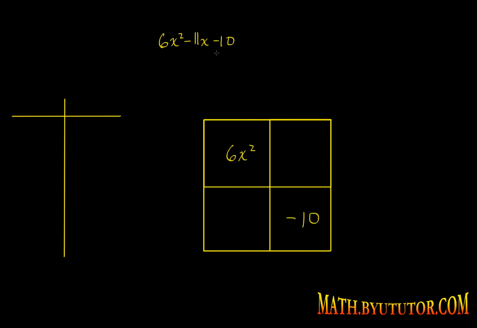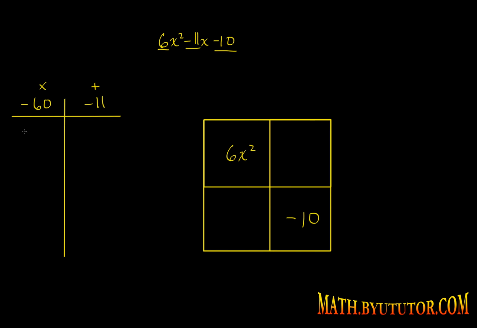Then we go to a table, and what we do is we take the leading coefficient and multiply it by the constant. So 6 times negative 10, and that's negative 60. And we need two numbers that multiply to be negative 60 and that add to be the coefficient of the x term, so negative 11 in this case.